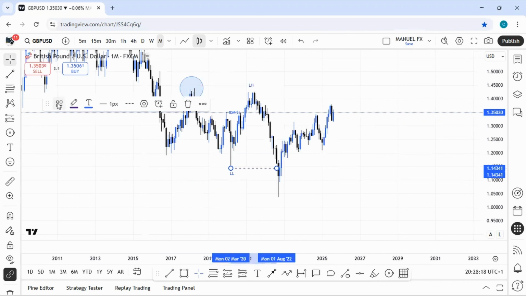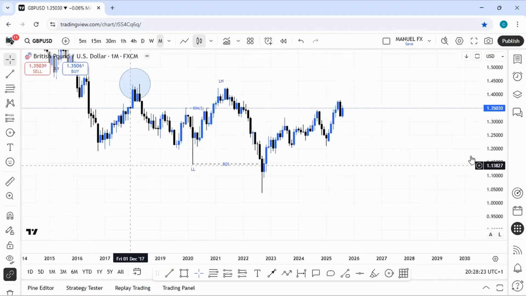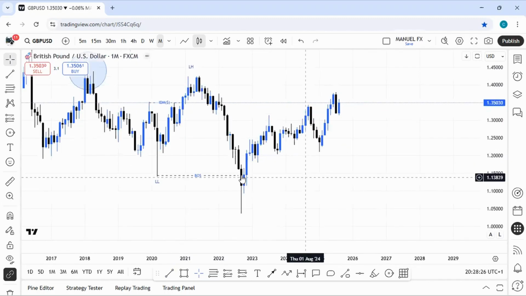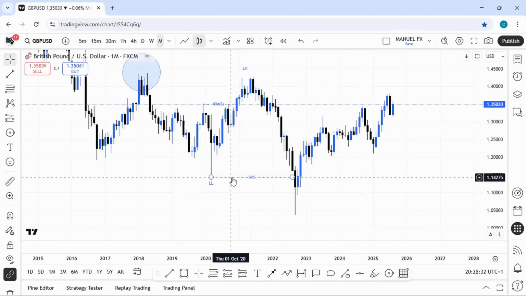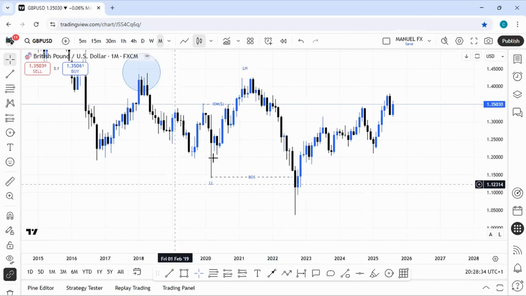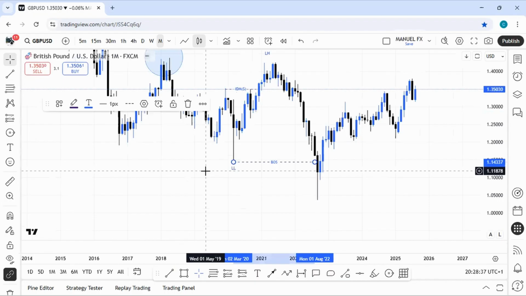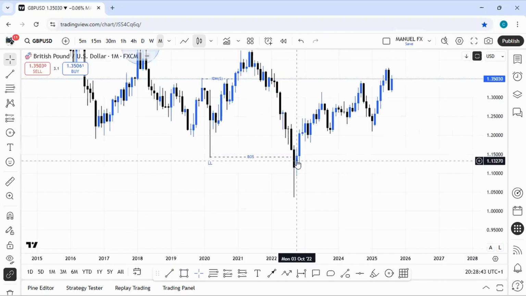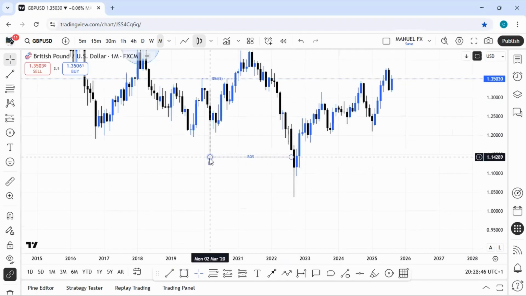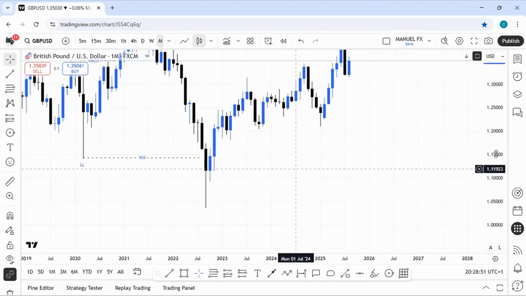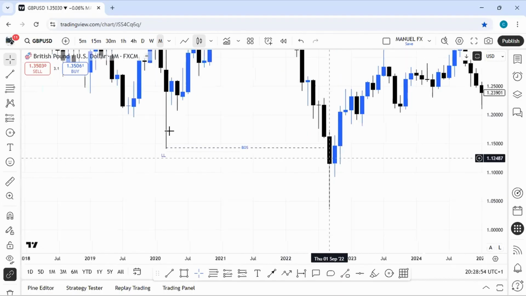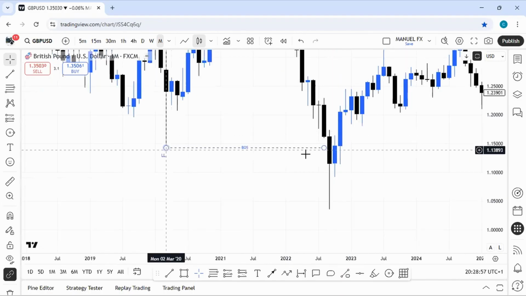But now, here's what I want you to take note of: the type of break of structure that we have here. A break of structure for a downtrend is when the previous low, the lower low, was broken or taken out. You see, this candle took out this lower low. I'm going to zoom in properly for you to see it. This candle took out the low of this candle.